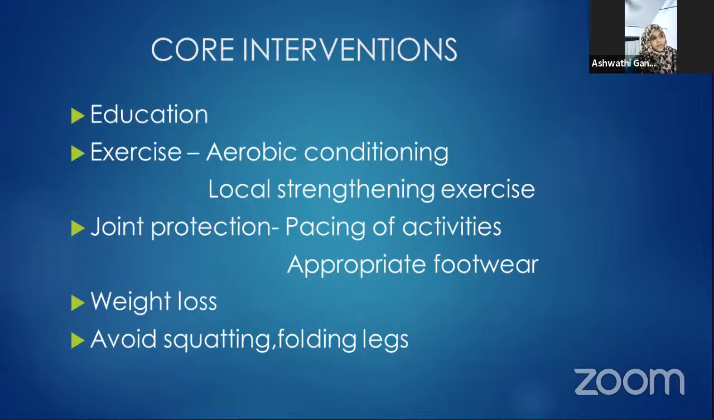Then a word about BMI. We know that BMI, if it is very high, can overload the joint, and osteoarthritis can be more. We usually ask the patient to reduce the BMI. Reducing the BMI beyond a level will also harm the patient by making him more prone to fractures. Then avoid squatting and folding legs. These all are needed. Usually in our patients, we have to ask specifically to avoid Indian toilets.